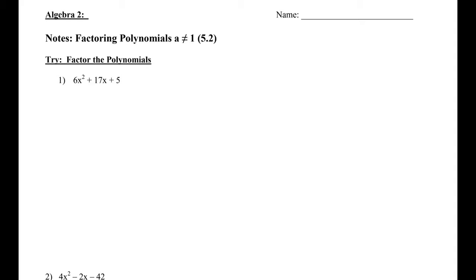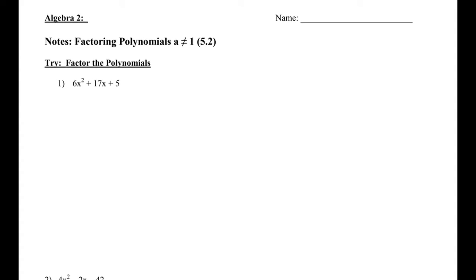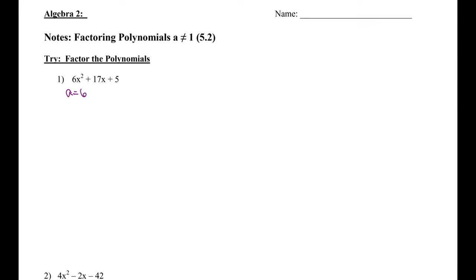Alright, I want to start example 1 by checking to see if there's a greatest common factor. There's not, so I can go into identifying my a value, my b value, and my c value. Then I'm going to go through my steps, which means I'm going to multiply a and c together. Which gives me 30. So I want to list all of the factors of 30. So I have 1 and 30, 2 and 15, 3 and 10, and 5 and 6.